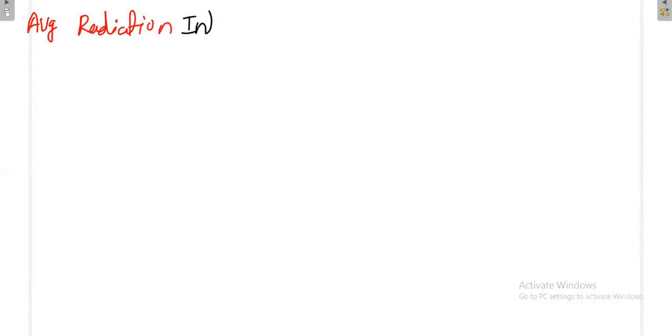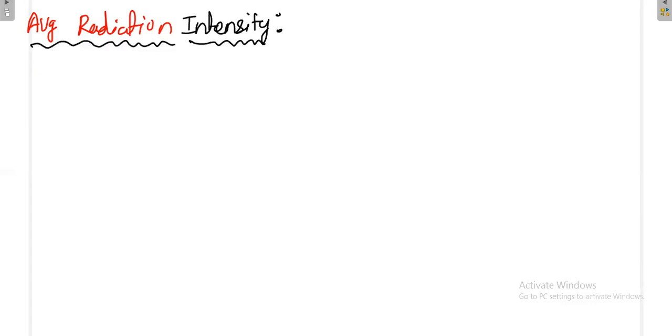So that is average radiation intensity. Average radiation intensity. Okay, so what is the meaning of this one?